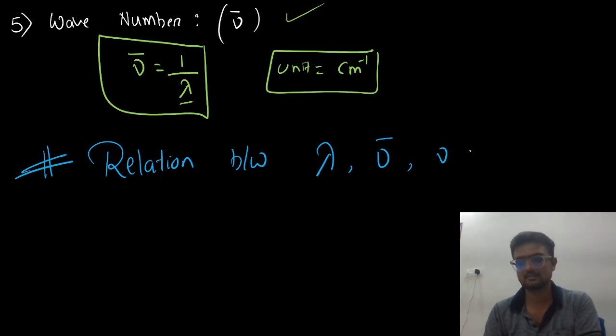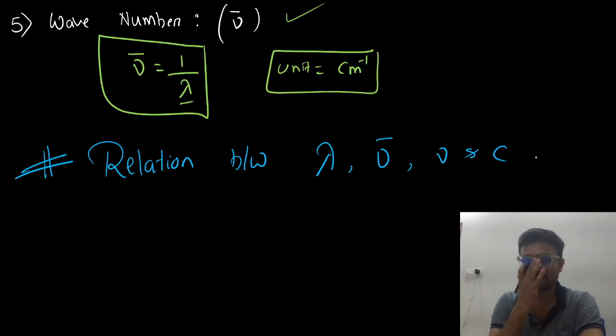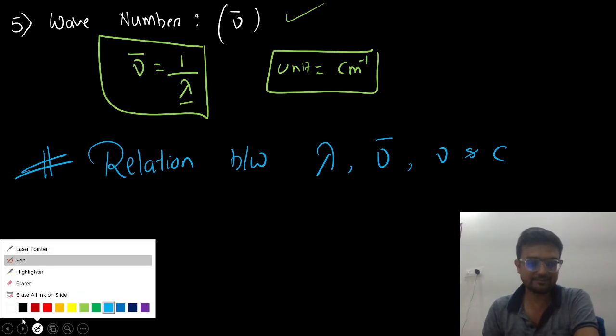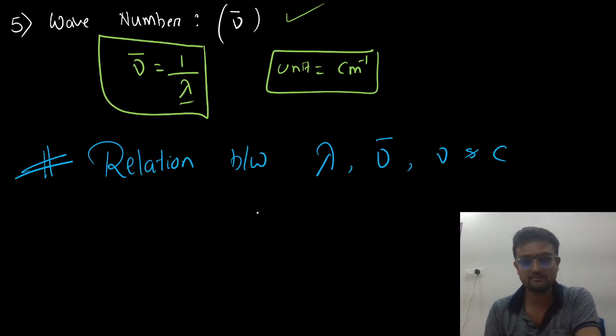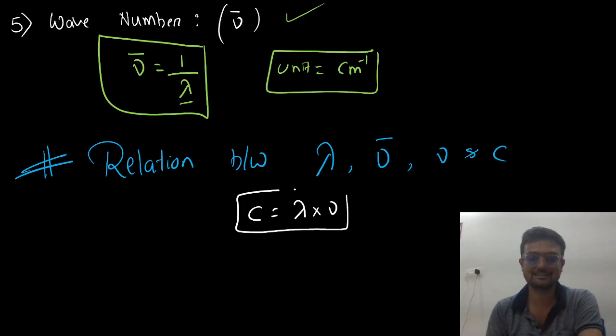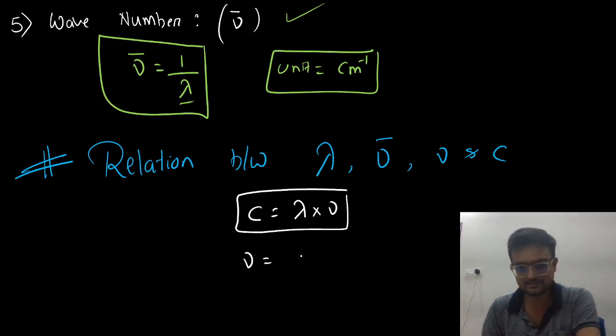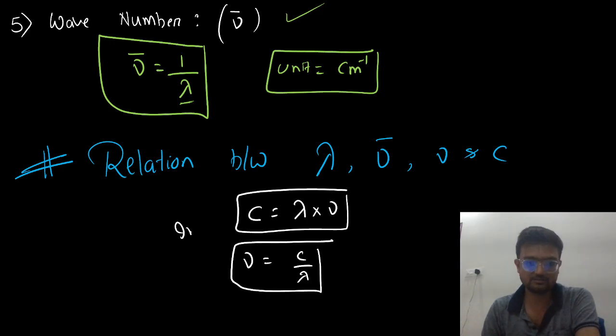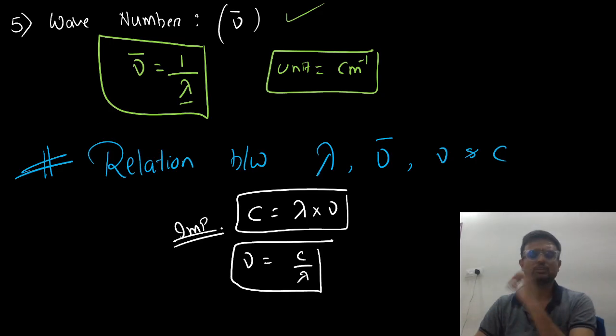Velocity is c, right? What is the relation between them? There is a very simple relation. We say that velocity c is equal to lambda into nu, the frequency. Or if I arrange it nicely, I can say that nu is equal to c upon lambda. This is a very important relation you have to keep in mind. There will be so many numericals which will be direct from this one.